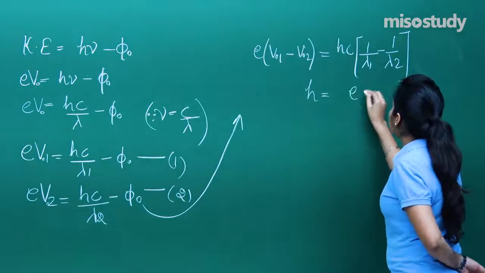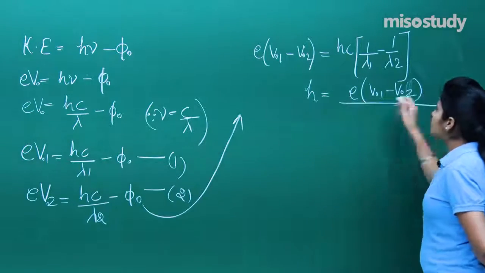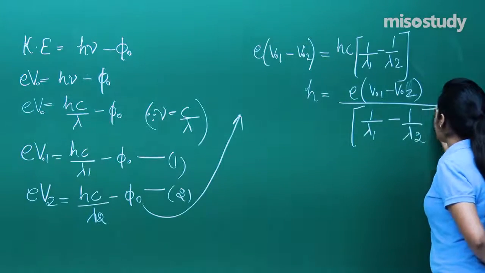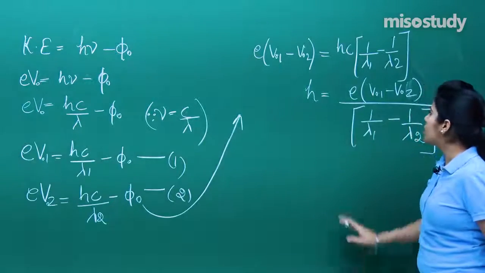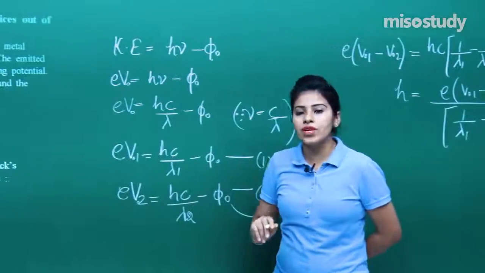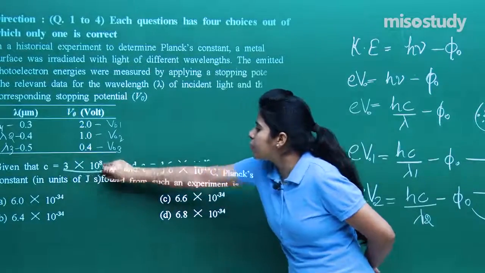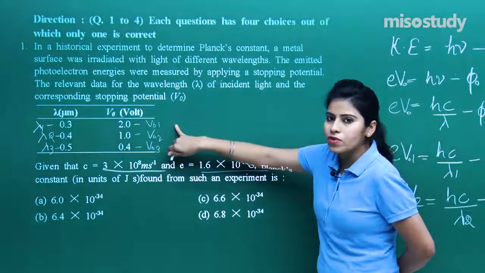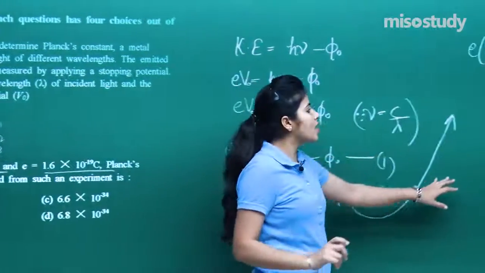h would be e into (V0 1 minus V0 2) divided by (1 by lambda 1 minus 1 by lambda 2). Now just see in the question what are the values that have been given. We have to find the value of h. In the question I am having the value of e. You can just look here, this is the value of e and this is the value of c. Lambda 1 is 0.3, lambda 2 is 0.4, corresponding V0, V1 are 2 and 1. So I am going to put these values in this equation that we have got.